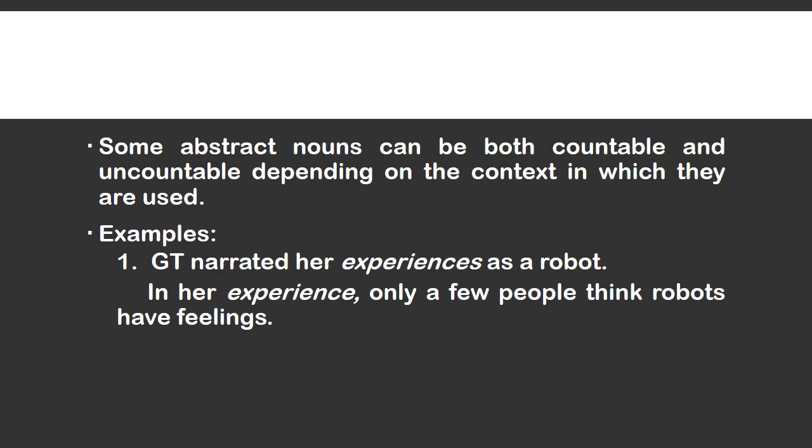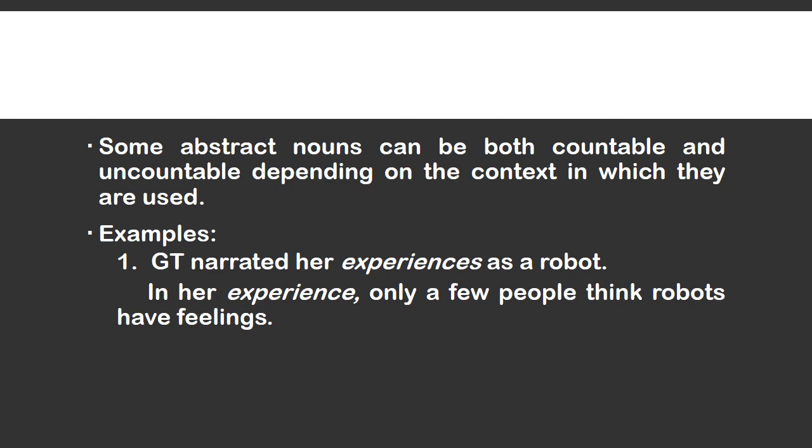Next example, making a robot is not easy. It requires skill and knowledge of physics. Now, skill does not here mean just one thing, but the knowledge of physics, the skill of physics. Next, GT has many practical skills like carpentry, masonry, etc. So here skills was used as plural.